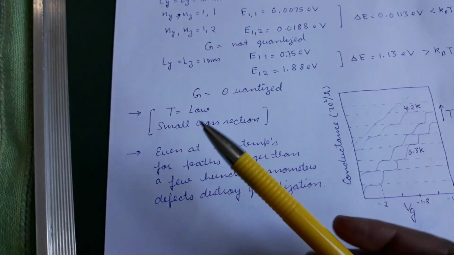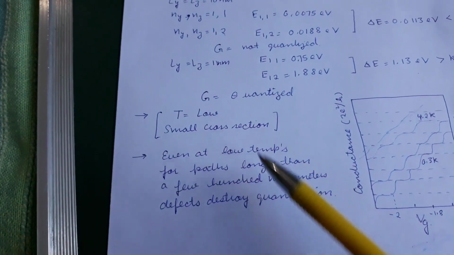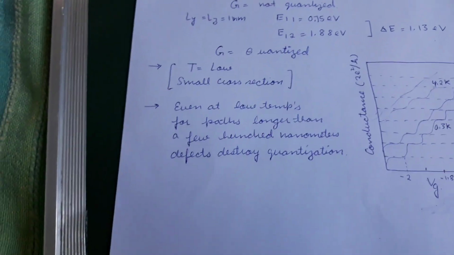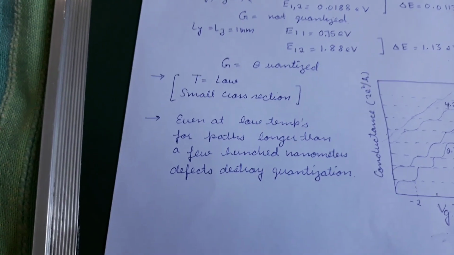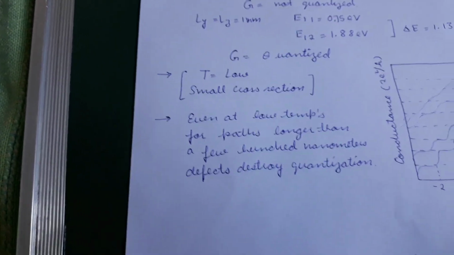So a smaller temperature is important, a lower cross section is important, and length is also very important, because if even at low temperatures the length is longer, then you cannot avoid collisions. Collisions will be there, and if collisions are there, then G will not be quantized.